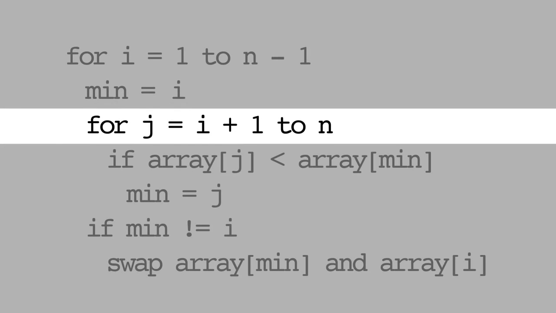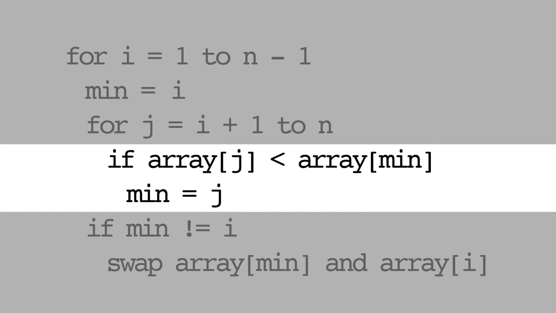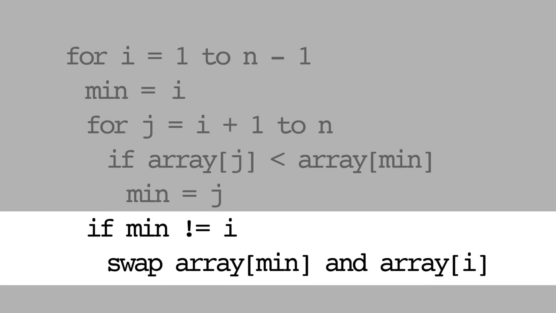Line 3 begins a second loop, in which we iterate over each unsorted element. We know that after i iterations, the sorted portion of our list must have i elements in it, since each step sorts one element, so the first unsorted element must be in position i plus 1. On line 4, we compare the current element to the minimum element that we've seen so far. If the current element is smaller than the minimum element, then we remember the current element as the new minimum on line 5. Finally, on lines 6 and 7, we swap the minimum element with the first unsorted element, thereby adding it to the sorted portion of the list.